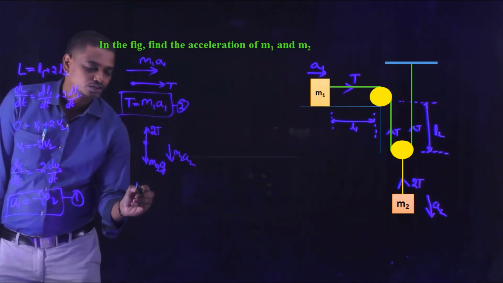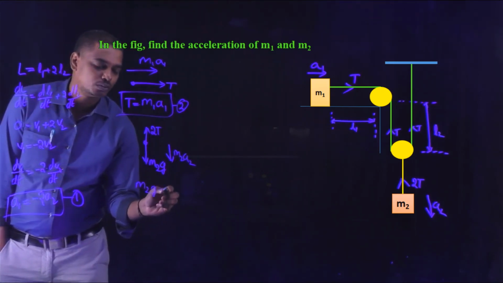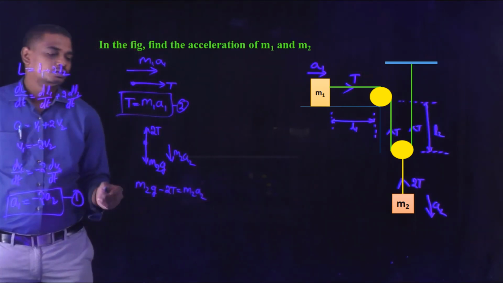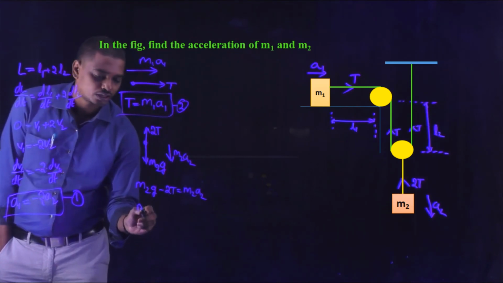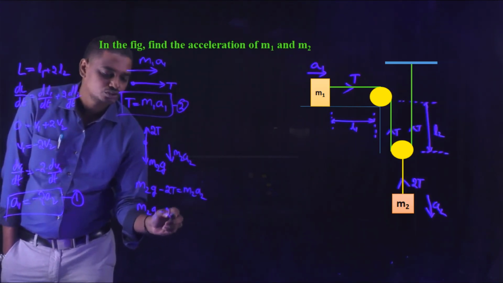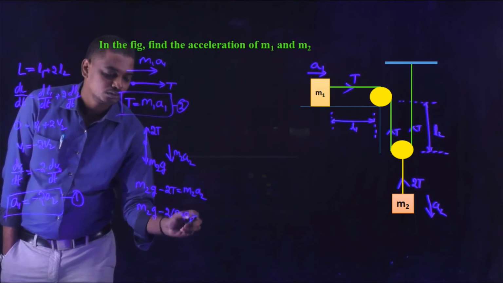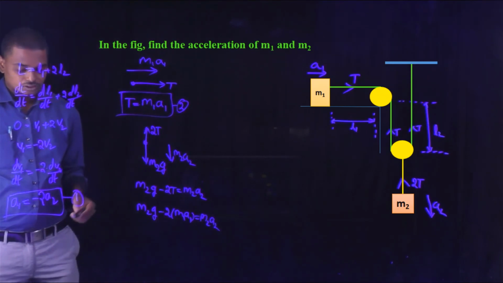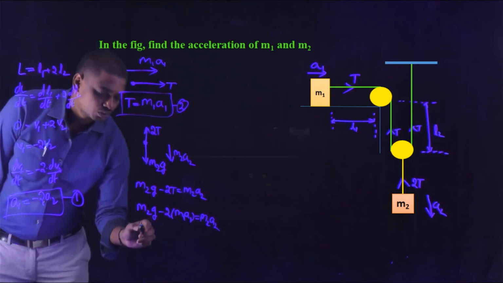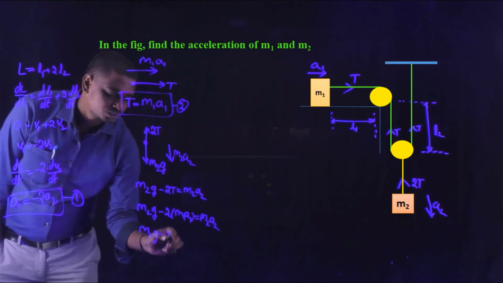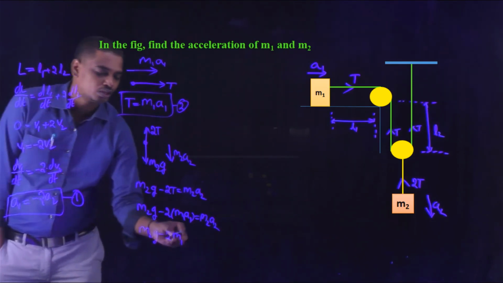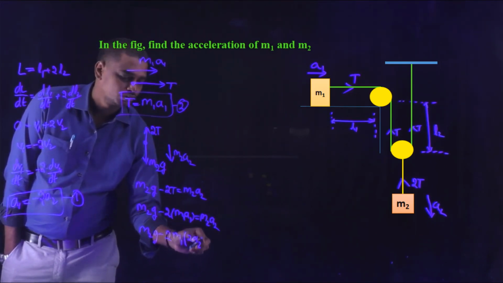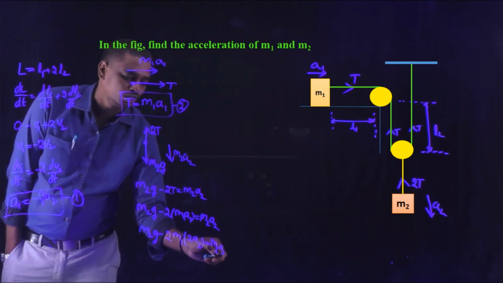So from this the equation can be written as m2g minus 2T is equal to m2a2. By substituting the value of T, we can get m2g minus 2 into m1a1 is equal to m2a2. Now substitute the value of a1. So m2g minus 2 m1 into 2a2 is equal to m2a2. The minus sign indicates only the direction.